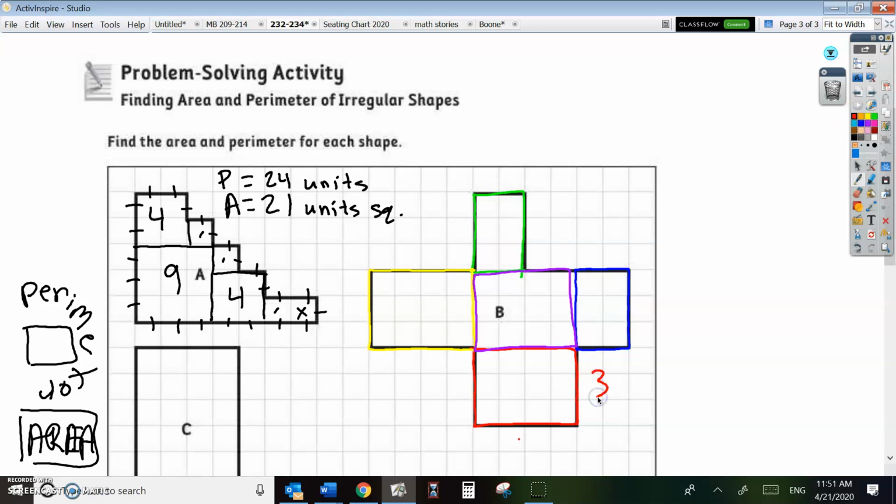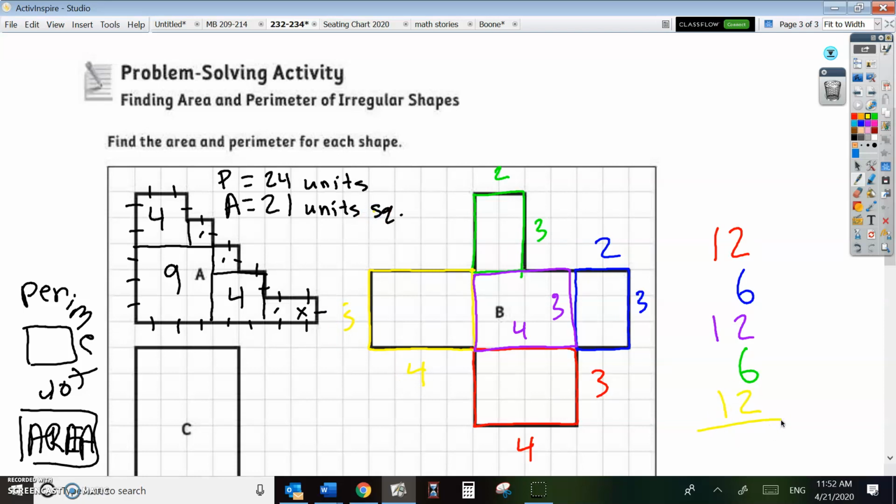So, red first. Red is 3 times 4, and that's 12. Blue is 2 times 3, and that's 6. Now, purple. Purple is 3 times 4, and that's also 12. And then green is 2 times 3, and that's 6. And then yellow is 4 times 3, and that's 12 again.